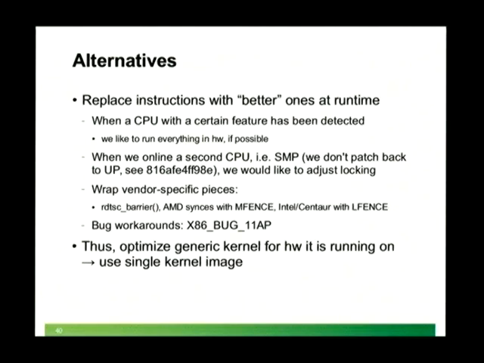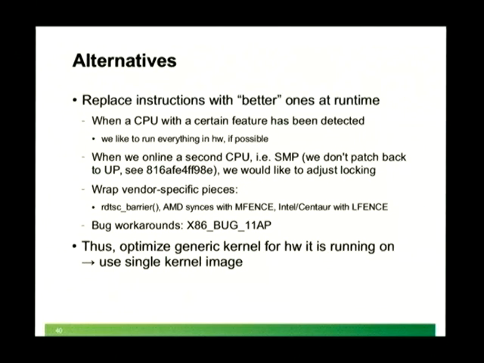For example, the whole SMP locking code has a lock prefix in front of it, and we patch that out when we boot on one CPU, and when we online the second CPU, we add those prefixes again because we want to do locking. And before that, it's enough if you do disable preemption because you're running on one CPU. This is also done with the alternatives.